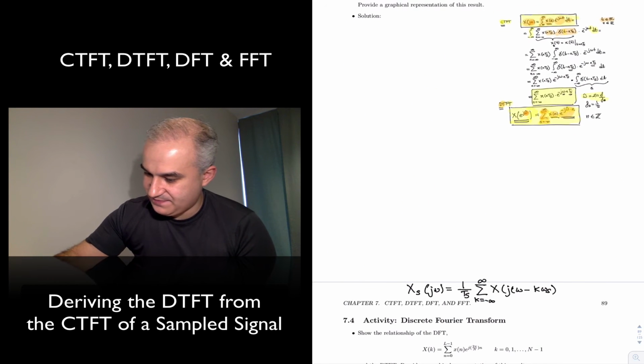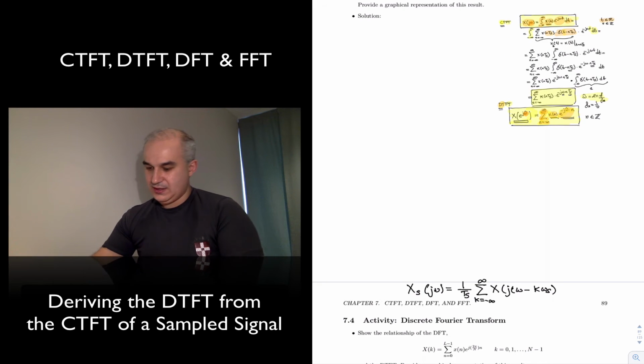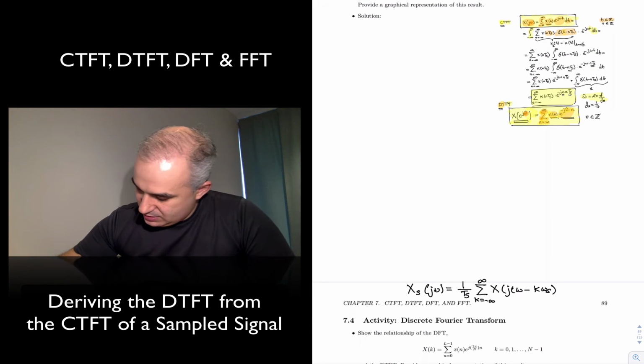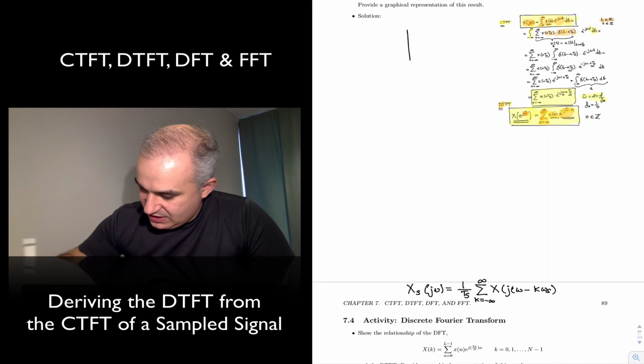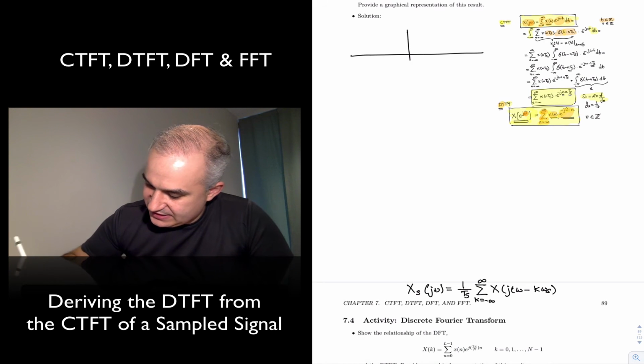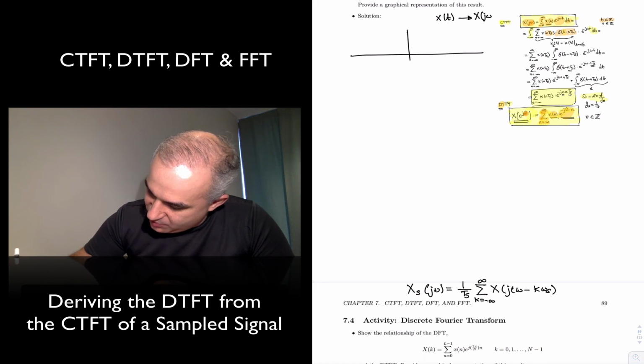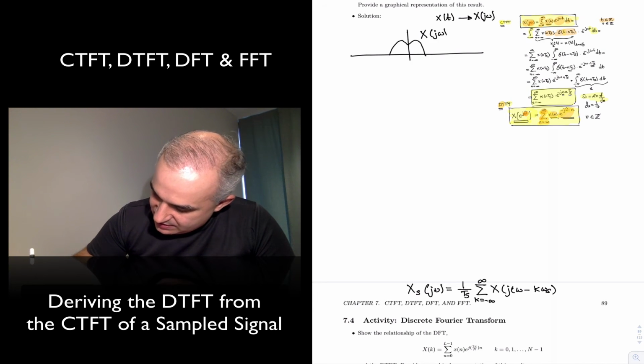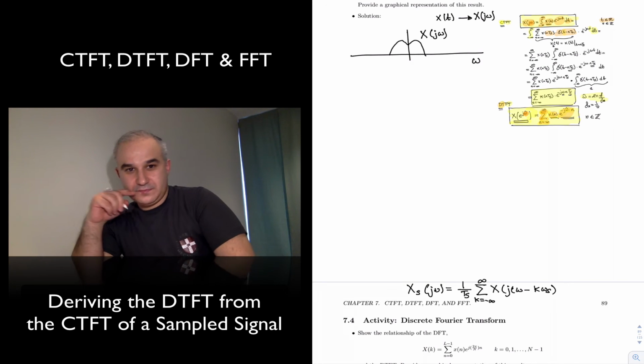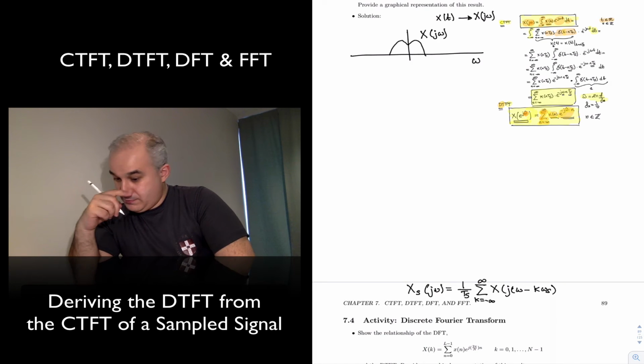So we just derive that. Okay. If we have a continuous time signal, x of t, and we get a spectrum x of j omega, like this, for instance. This is x of j omega as a function of omega.